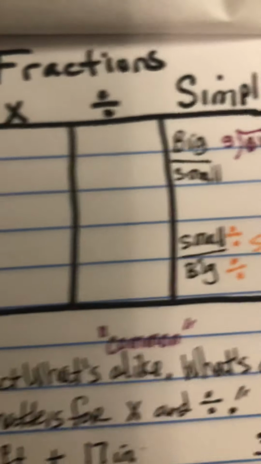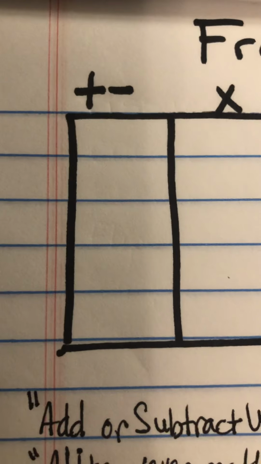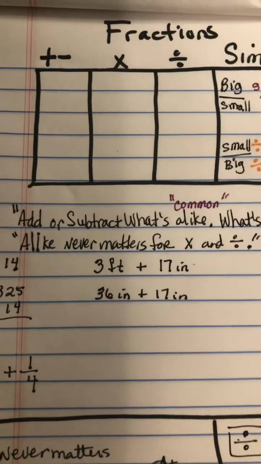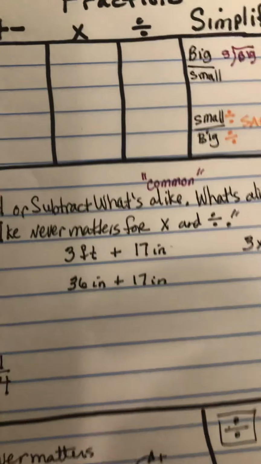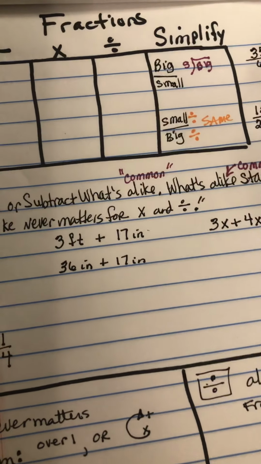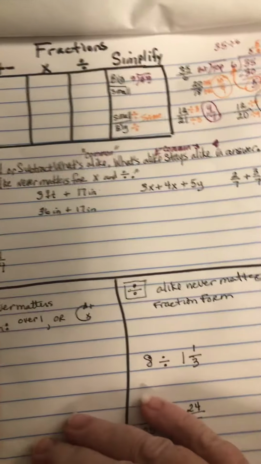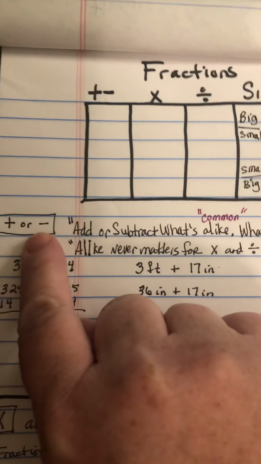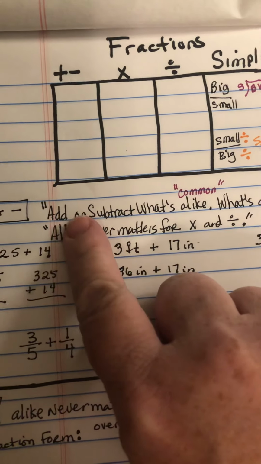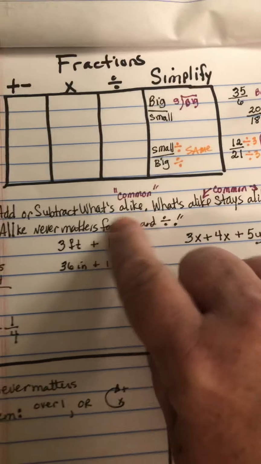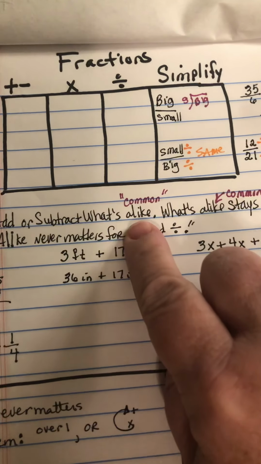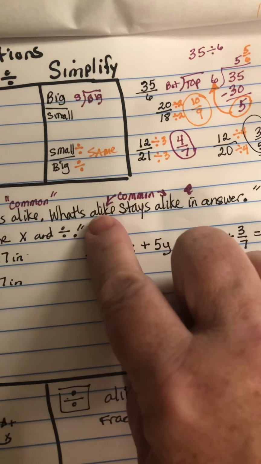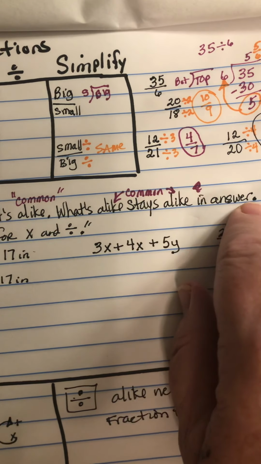So the next thing we're going to look at here is how do we add and subtract fractions. And there's a phrase that I want you to be super familiar with, because it's going to help you in all levels of math. When I come across a truth that is extremely helpful to me, I hold on to it. And the deal is this. For addition or subtraction, you can add or subtract what's alike, or what they have in common. Add or subtract what's alike. And what's alike stays alike in the answer. So what they have in common stays that way in the answer.